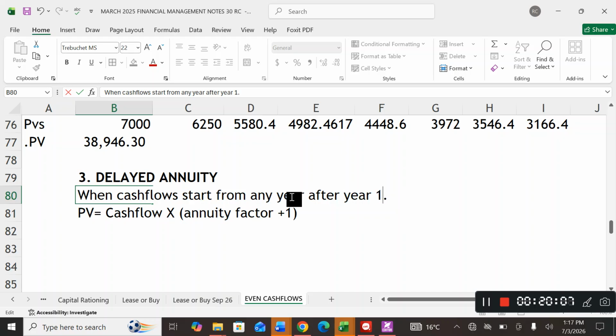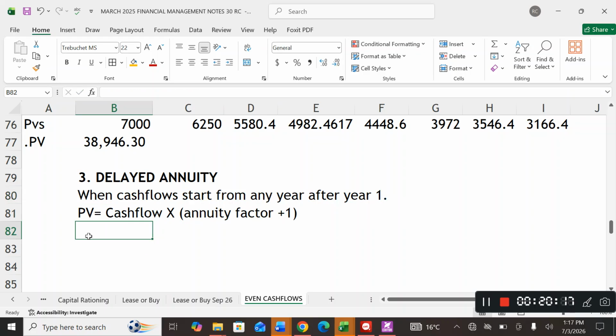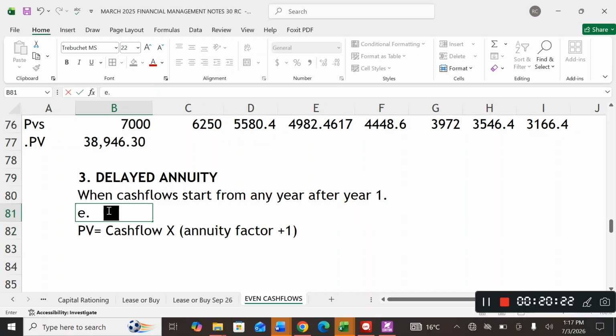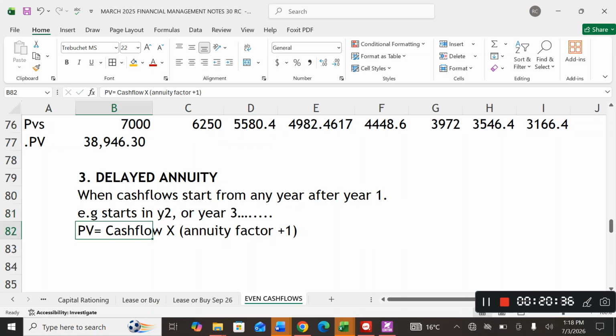So anything that does not start in year 1 but later after year 1, we call it a delayed annuity. An example could be if a cash flow, for example, starts in year 2 or year 3 going forward, right? Anything that starts from year 2 going forward, we call it a delayed annuity.